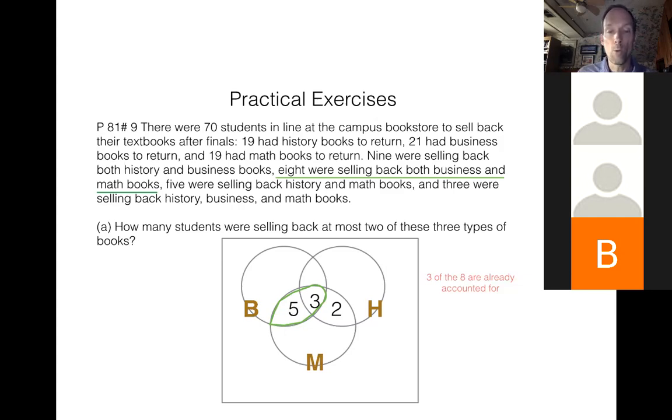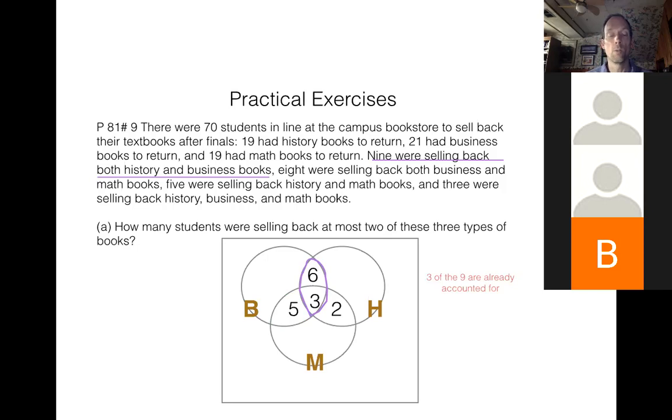Okay, so we're going to walk back again. This says 9 were selling back history and business books. That's going to be this part right there. And Maya's number 14. Maya, what's going to go in that extra shape? What's the extra number that needs to go in? Yeah, I'm guessing 6. You are a good guesser. Yes. Okay. So now that we got the triple intersections, we have all the double intersections. Anybody, any questions? Anybody not sure what we're doing?